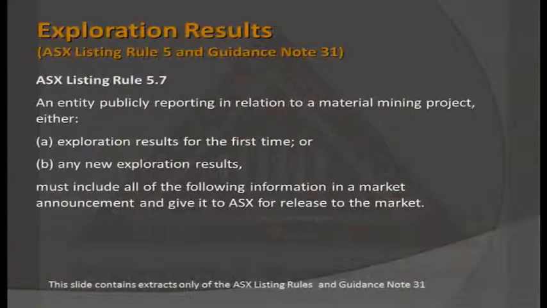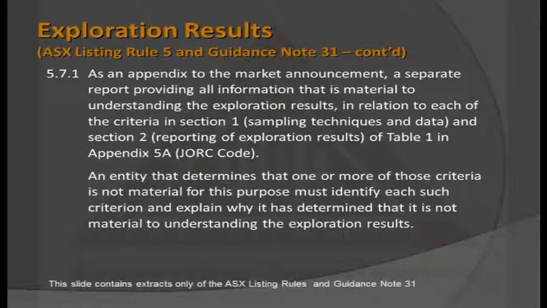Yes, as I mentioned, there's the listing rule that requests additional information about those exploration results. In fact, the listing rule requires that an appendix is provided with a table of all the drill hole information or any other relevant information about sampling. And again, it's important to do this in a context of if not, why not, under Table 1. So Section 1 and Section 2 of the Table 1 are the key things to be discussed when you're talking about exploration results.